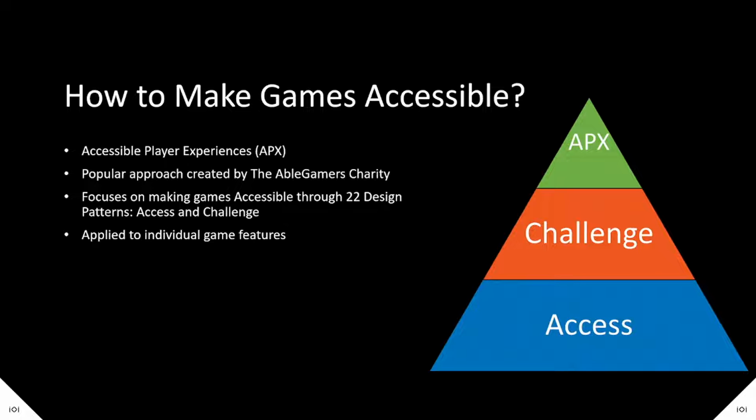So how do we make games accessible? One of these great approaches is from the Able Gamers charity, and they've created the Accessible Player Experiences, APX. They have a lot of information on their website with some of the cards. This approach focuses on making games accessible through 22 design patterns that they've created. These are split into two sections, or lenses, access and challenge. The idea is that these design patterns are applied to the individual game features of the game to work out how to make the overall game accessible by making the little bits accessible.